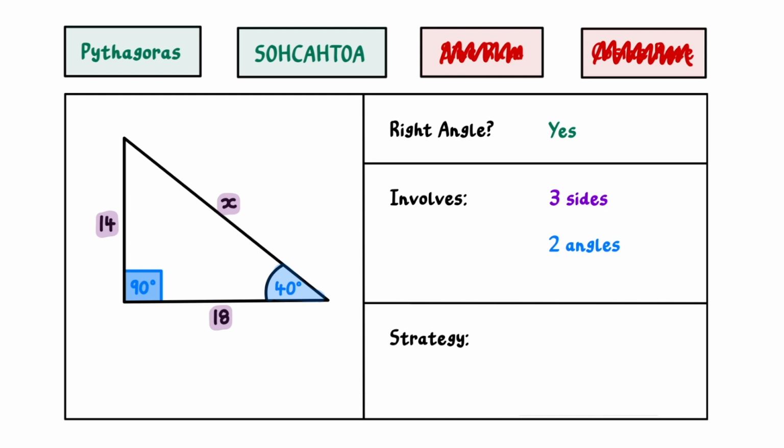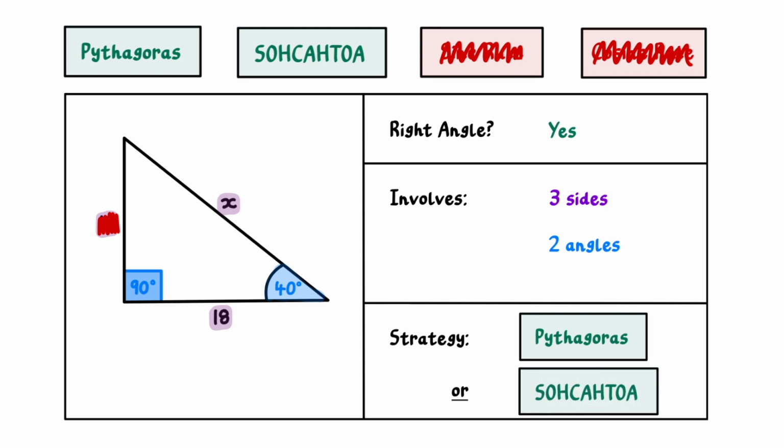One option would be to ignore the 40-degree angle and then apply Pythagoras. Another option would be to ignore one of the sides, say the 14, and then apply SOHCAHTOA. Hopefully these examples have helped you get a grasp on the procedure for correctly choosing what method to apply. To finish off this video, I'll present several short exercises to give you an opportunity to get some of that all-important practice.